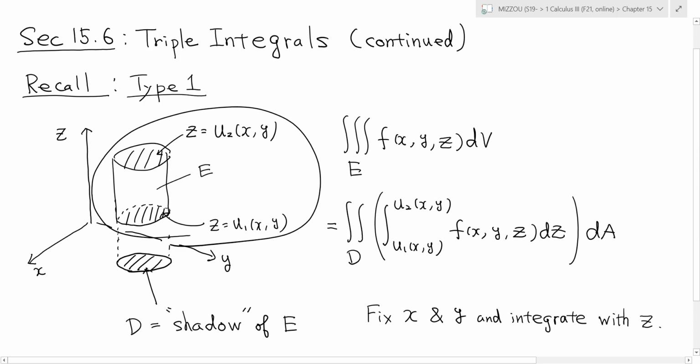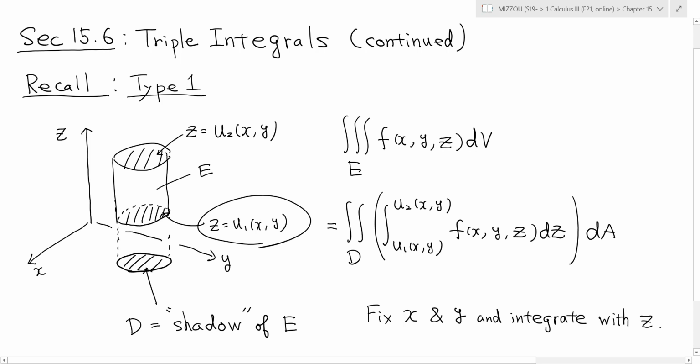Triple integral is given in this way, where the solid E is a three-dimensional solid, some object in three-dimensional XYZ space, like this one. And it's given by some region bounded by Z equals U1, which is a surface, and then Z equals U2, which is another surface, namely a region sandwiched by those two surfaces. In this case, the idea is you first fix X and Y and integrate with Z. For each fixed X and Y inside this region, your Z value changes from the bottom surface to the top surface. That's why you integrate from U1 to U2 with respect to the variable Z.